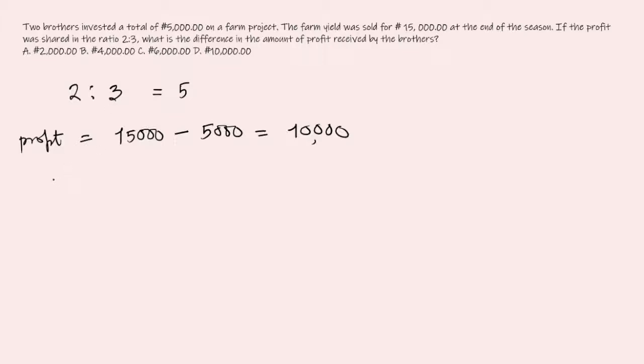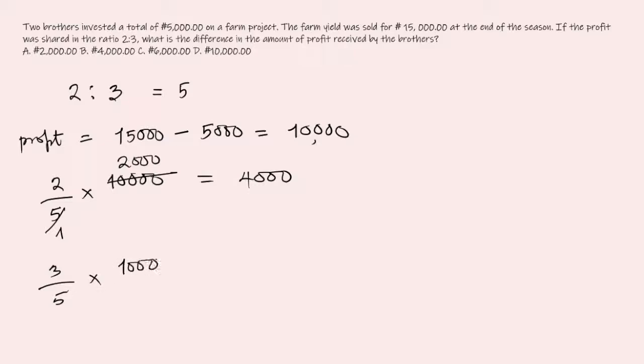So if we would solve that out, 2, which is this first person's fraction of the total profit, which is 2 divided by 5, multiplied by 10,000, which is the profit. So 5 goes here once, 5 goes here, 2,000. So the first person gets 4,000 naira, and the second person gets 3 over 5 times 10,000. 5 goes here once, 5 goes here 2,000. 2,000 times 3 is 6,000.